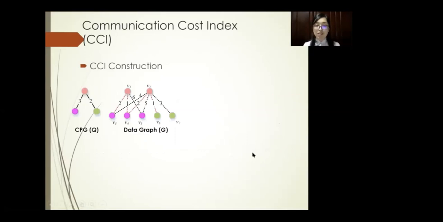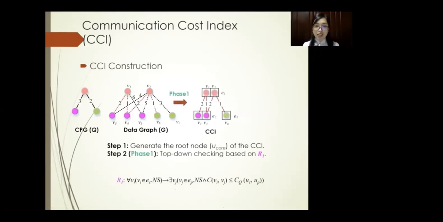First, generate the root node of the CCI. Step 2 is top-down checking based on the rule R1. Here, the rule R1 reveals that for any node in the child's node set, at least there exists one node in the parent's node set, where the communication cost between them can satisfy the requirement.